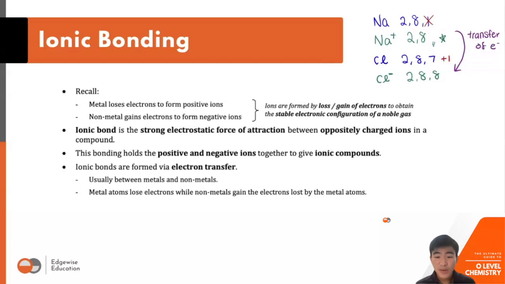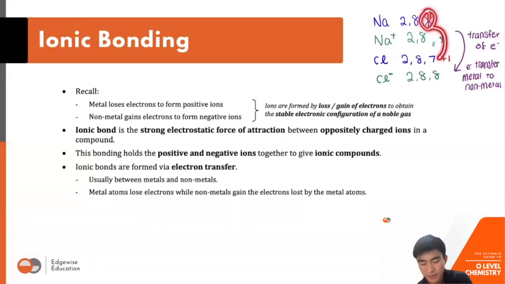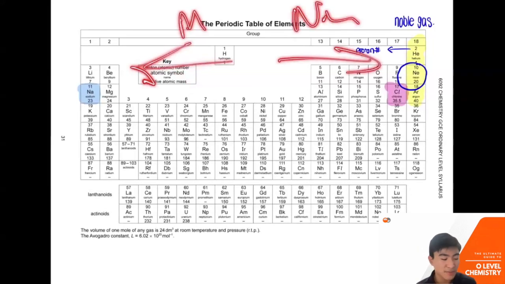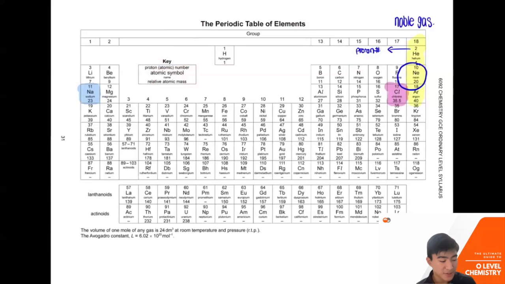Now you must always remember, electron always transfers from metal to non-metal. This is very, very important. Electron transfer is always from metal, sodium throws away, to chlorine. Chlorine is a non-metal. For those of you who don't know yet, on my periodic table, the left-hand side is metal. The right-hand side is non-metal. So you must be able to know this. Now, back to the notes.